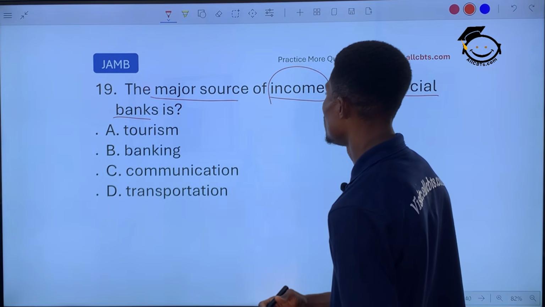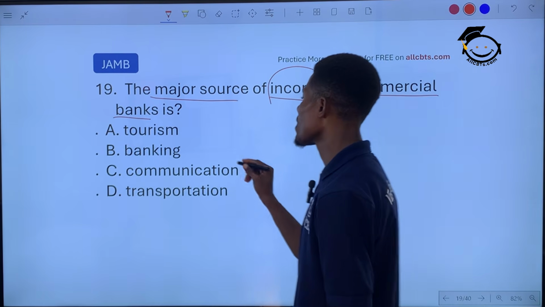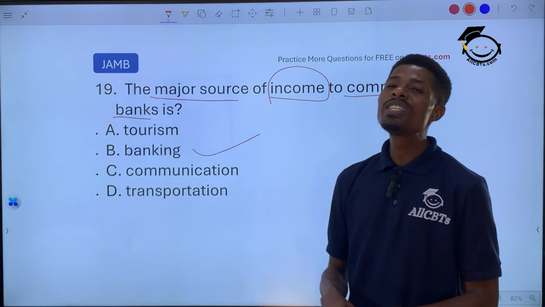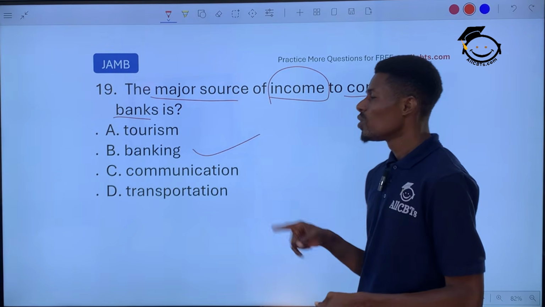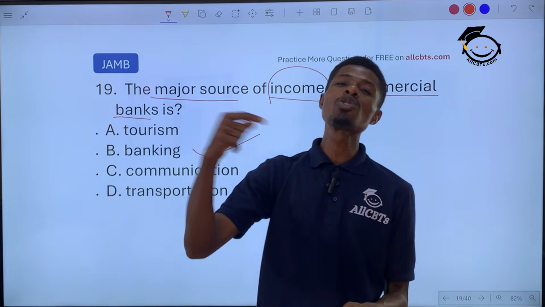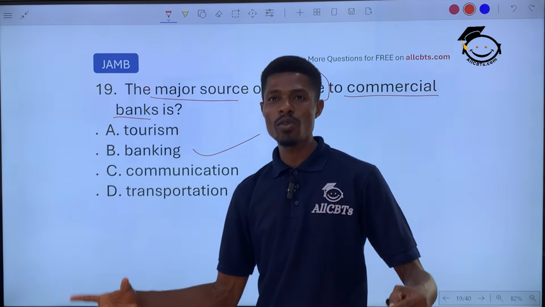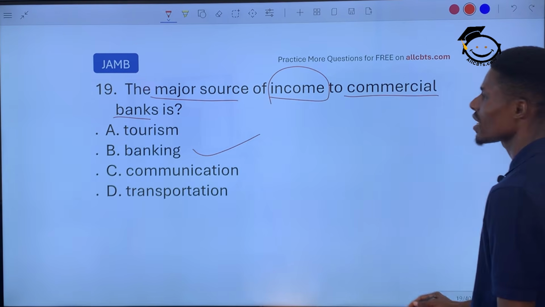B, Banking. C, communication. D, transportation. The correct answer is what? Banking. Why is it banking? Banking is talking about receiving interest on loan. Commercial banks make money when they what? When they put interest on loans that customers have come to collect from them. So the correct answer is option B.